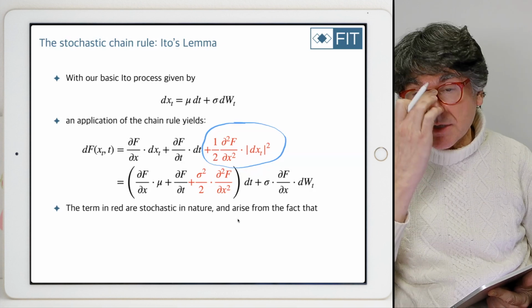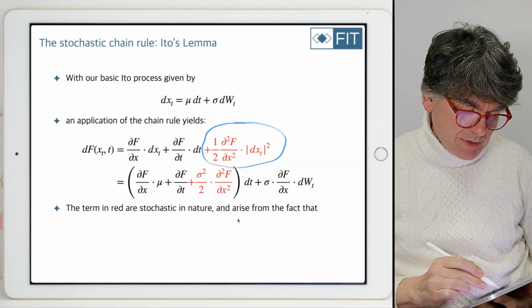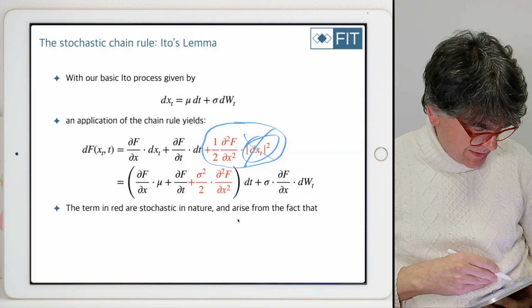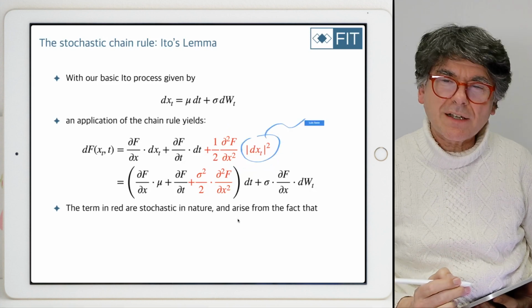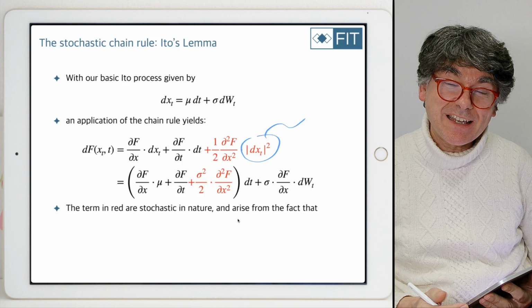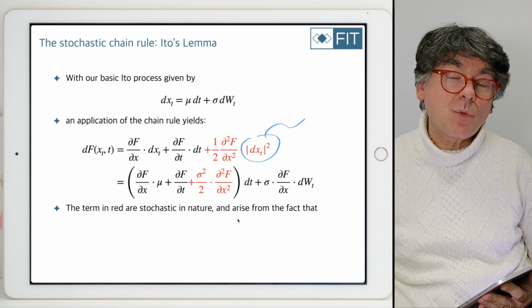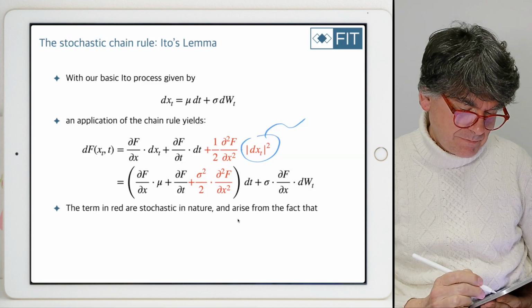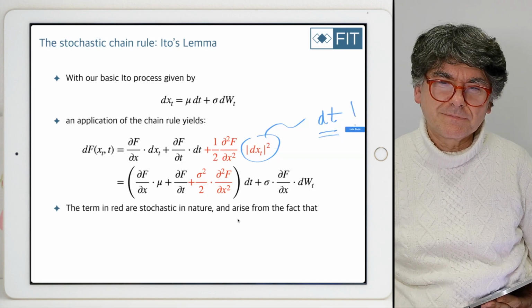You don't see this in the chain rule for traditional calculus because for traditional calculus, this element is negligible. But for us, this term is not negligible because this term is at what size? What's the size of dx squared? Dx was like dt. So dx squared is like what? It's dt. It's very important, cannot be neglected.